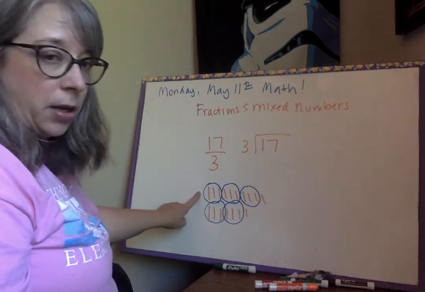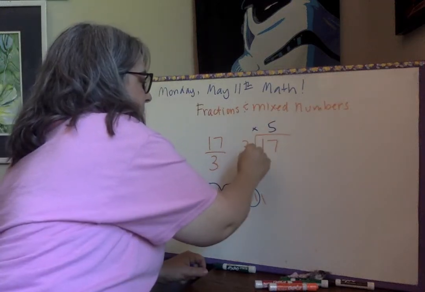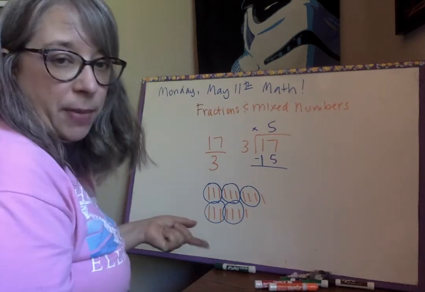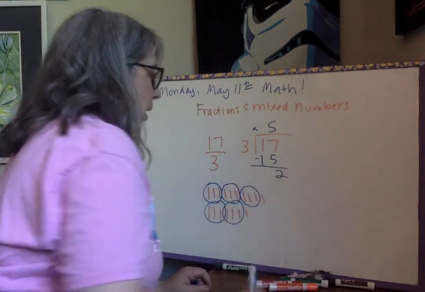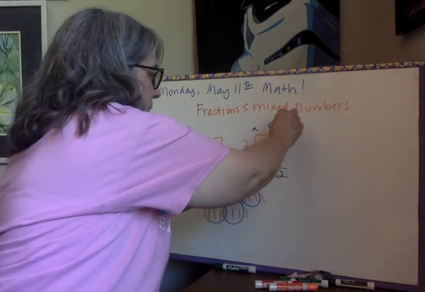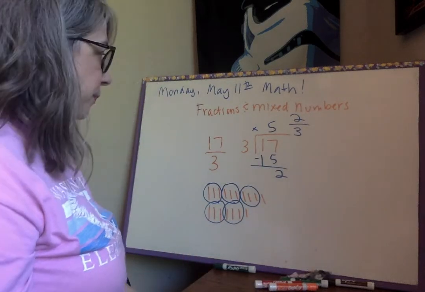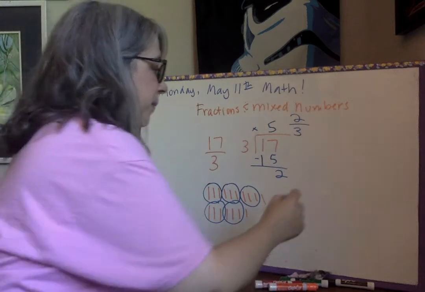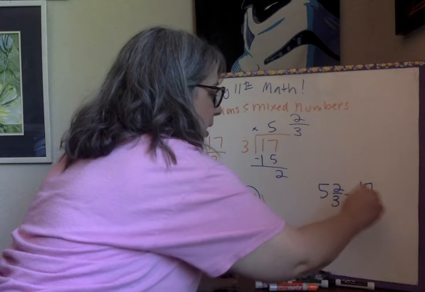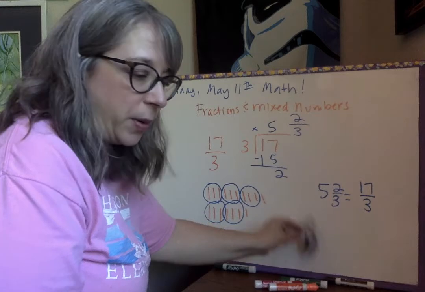So what's our whole number? 1, 2, 3, 4, 5. Because we know 5 times 3 is 15. We're going to subtract those two numbers, 17 and 15. So 17 minus 15 is 2. All right, we have something left over, so we have to turn this part into a fraction. 2 is going to be our numerator, and 3 is going to be our denominator. So this is called a mixed number. 5 and 2/3 is equivalent to 17/3. All right, nice job. Let's do one more.